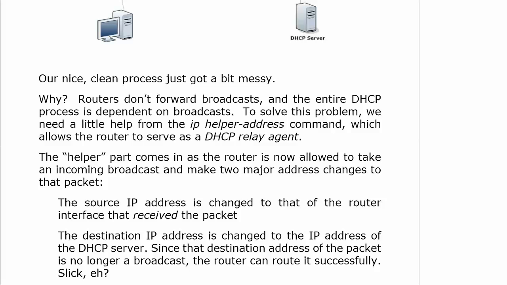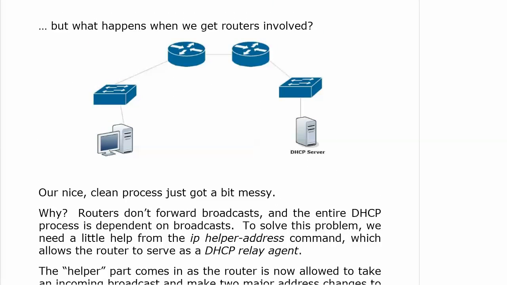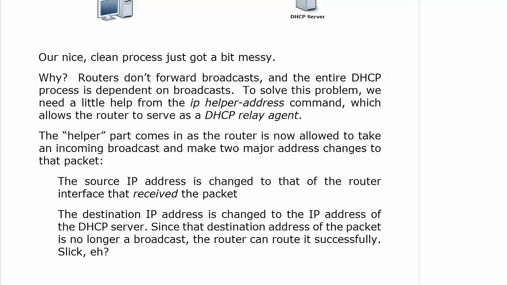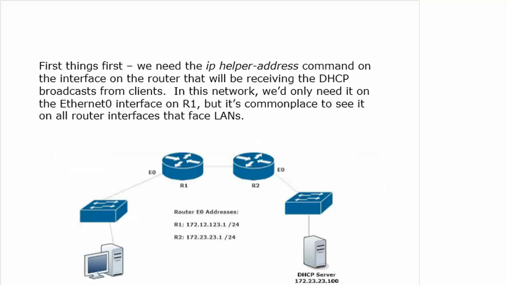First off, the source IP address is changed to that of the router interface that received the packet. And in this case, I didn't number them here, but it would be this interface facing the host. So that's a little interesting. We'll see why it does that in just a moment. Here's what we're most interested in right now. The destination IP address of the packet is changed to the IP address of the DHCP server. So since that destination address is no longer a broadcast, the router can route it. Yeah, see what we did there? In all seriousness, that is a fantastic little command, and it really does help us out here.